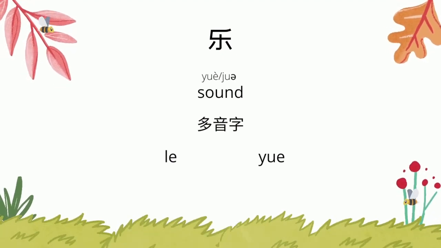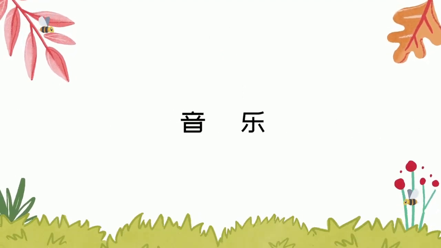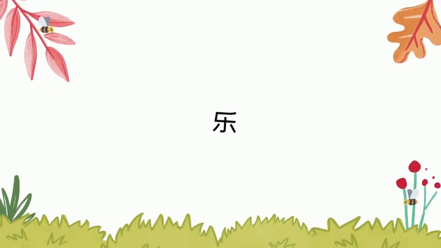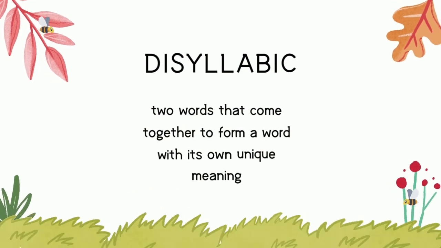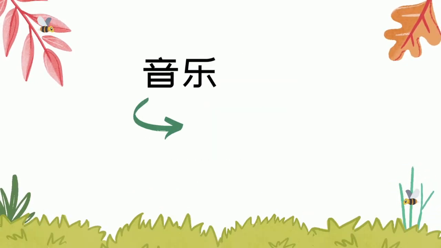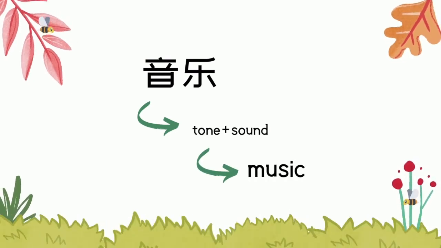Putting these two words together, we get a disyllabic word, where we have two syllables, 音 and 乐, that come together to form a word with its own unique meaning. So, if we were to directly translate 音乐 into English, we get tone and sound, which is music.